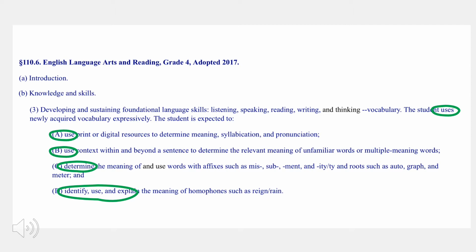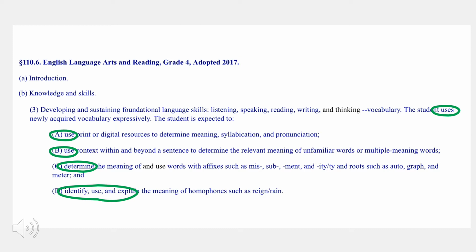That's what students are going to be using. So I'm going to underline that. I'm going to use a pink pen for that because that's what I have. You guys can continue using the same pen that you were using, just that we're now underlining. And that's going to differ from the verb, which we circled. So for A, the concept will be print or digital resources. Now for B, the verb again will be use, but what are students using? That's the context within and beyond a sentence to determine the relevant meaning of unfamiliar words or multiple meaning words. So the concept for this would be context within and beyond a sentence.